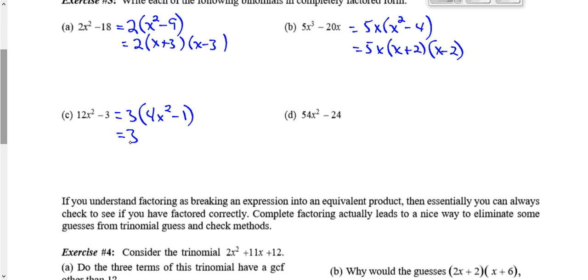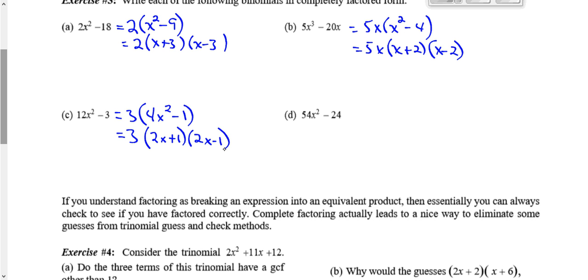Is this a difference of 2 squares? Is 4x squared a perfect square? What's the square root of 4x squared? 2x. Is 1 a perfect square? What's the square root of 1? So how does this factor? 2x plus 1 times 2x minus 1. A plus b times a minus b. Right? Okay.